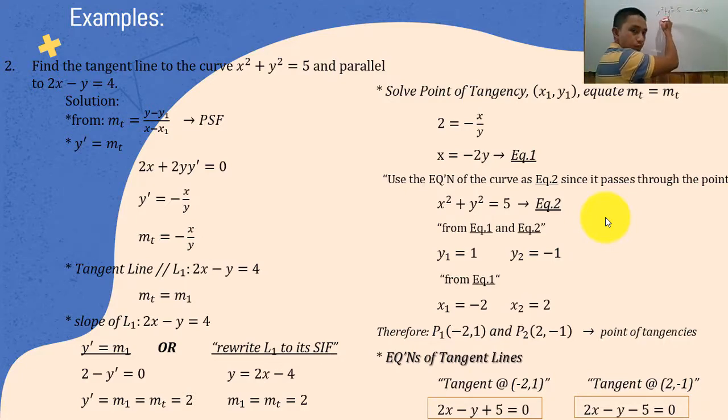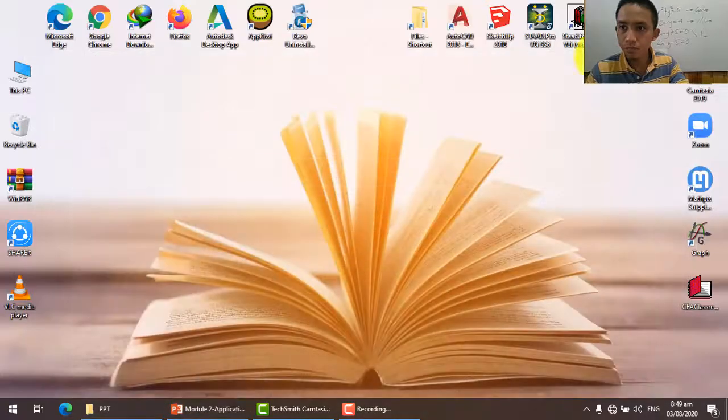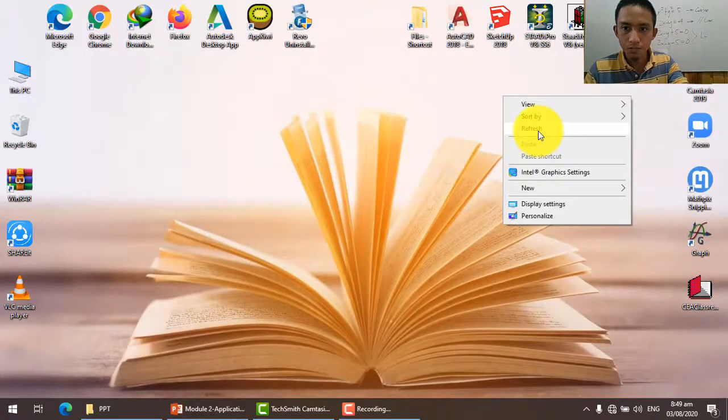You have a parallel line. This is 2x minus y equals 4. That is the parallel line. And the tangent lines, which are 2x minus y plus 5 equals 0, and 2x minus y minus 5 equals 0. So I will just be copying those, your tangent lines, so that we will be inputting that one on the grapher. Okay.